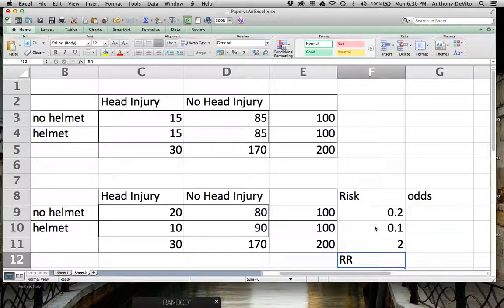Okay, now let's look at odds. Odds gets a little bit more confusing because as Levi mentioned in the lecture, it's not really that intuitive.